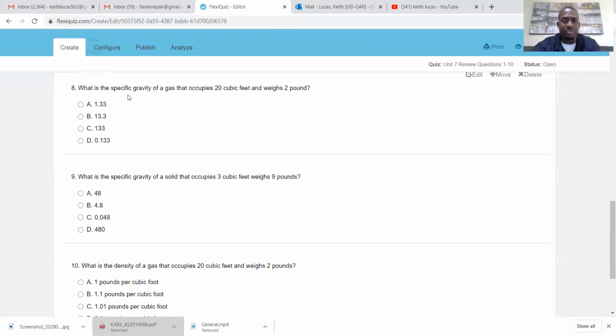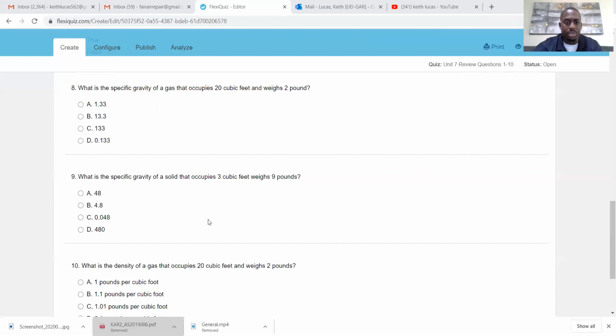So they want to know the specific gravity of a gas, and they gave you the properties of that gas. They've given you the numbers that you need for your equation. So we're trying to find specific gravity. Well, how do you find that? It's in the book right there on page 63. To find the specific gravity of a solid, you need the density of that solid divided by the density of water. If you're trying to find the specific gravity of a gas, you would take the density of that gas divided by the density of air, and that gives you the specific gravity of that gas.